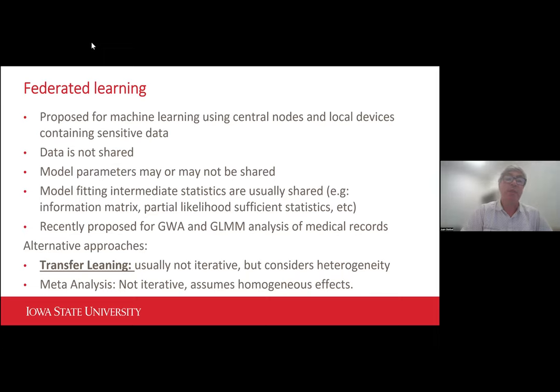What might be shared in some cases are estimated model parameters, as I will show today. And that's also called in some way transfer learning. It's more similar to meta-analysis. The other possibility is to share some intermediate model fitting quantities, let's call them sufficient statistics, such that iteratively each institution is doing some model fitting, sharing partial results with the rest, and then receiving those and readjusting the estimates and iterating in that way.